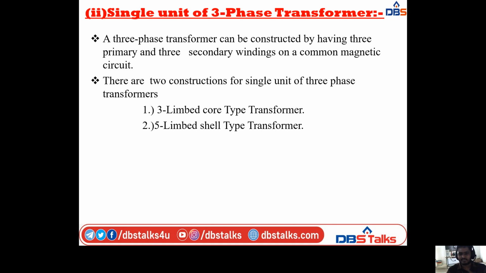One is core-type and another one is shell-type. So in the three-phase transformer we have the three-limbed core-type transformer and the five-limbed shell-type transformer. Firstly, I will explain the three-limbed core-type transformer.